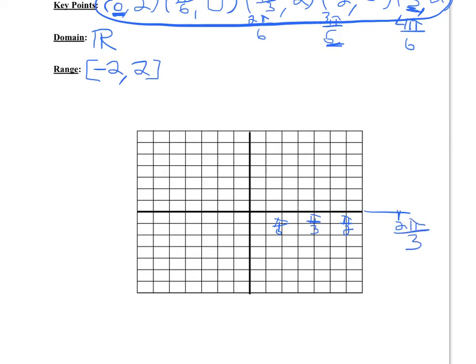So we have 0, 2. Pi over 6, 0. Then we go down to the minimum. Pi over 3 is at -2. Pi over 2, we're at 0. And then 2 pi over 3, we end at the max. So when we graph it, it looks like our U shape right here. And there it is. There's our graph for cosine.